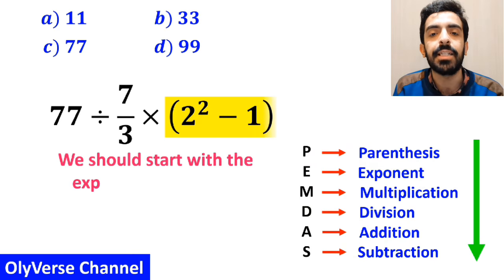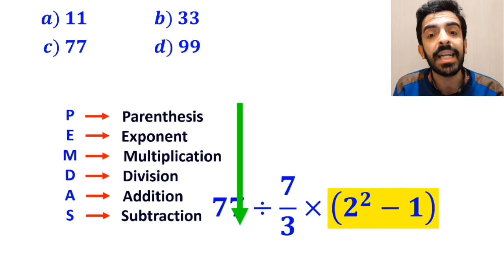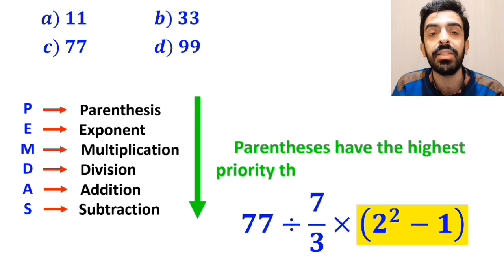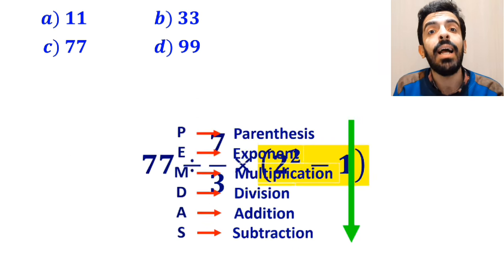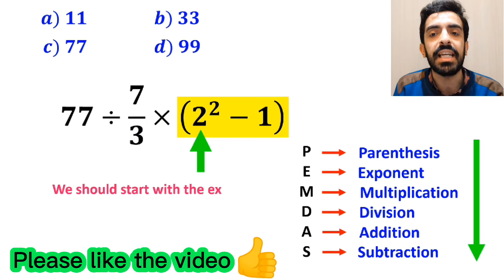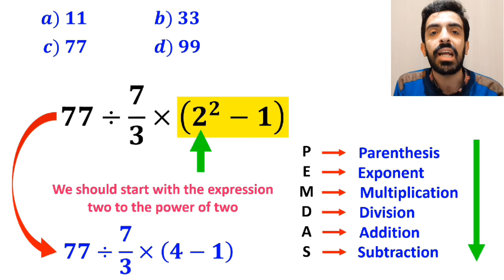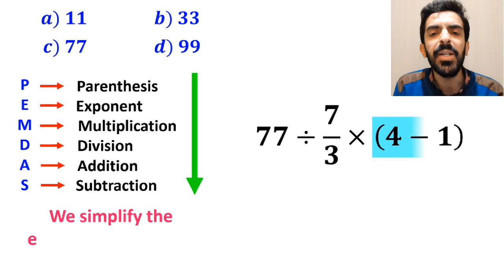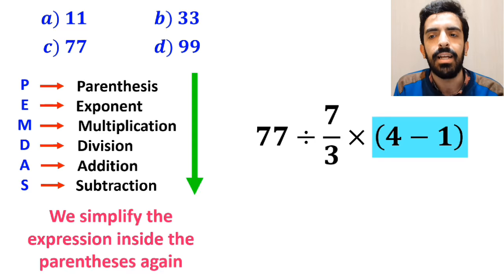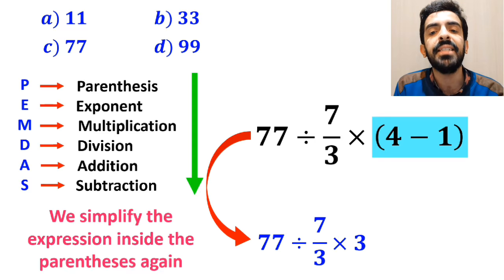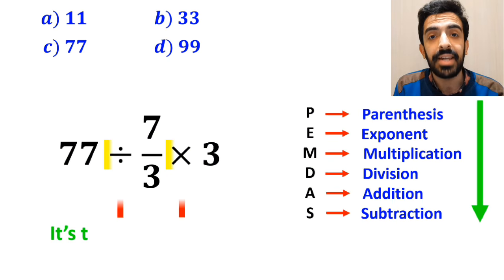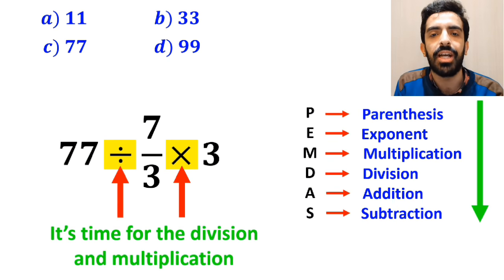So, we should start with the expression inside the parentheses first, because parentheses have higher priority than the other operations. Inside the parentheses, we should start with the expression 2 to the power of 2. So, instead of this expression, we can write 77 divided by 7 over 3 times 4 minus 1 inside the parentheses. In the next step, we simplify the expression inside the parentheses again, and instead of this expression, we can write 77 divided by 7 over 3 multiplied by 3. Now it's time for the division and multiplication.